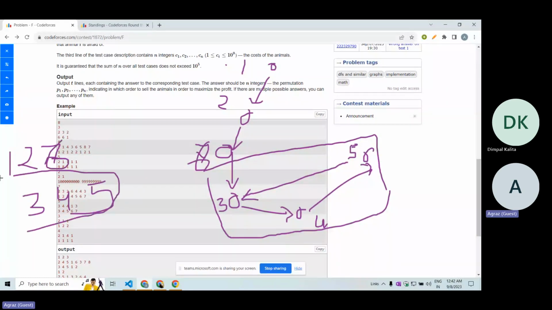3, 4, and 5 are in cycle. So how can we distinguish it? The first problem that arises in this approach is how can we find a cycle? We can find a cycle in the directed graph.